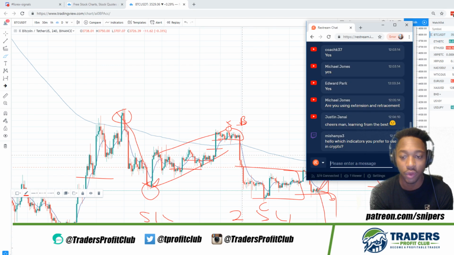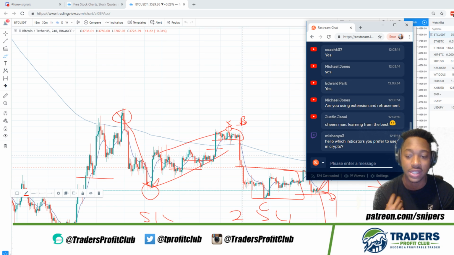So which indicators do you prefer to use in crypto? I use the same indicators on all markets: futures, commodities, options, all of them. I use the 200 moving average. I use the 50 moving average. Those are the 2 ones that I mostly focus on.